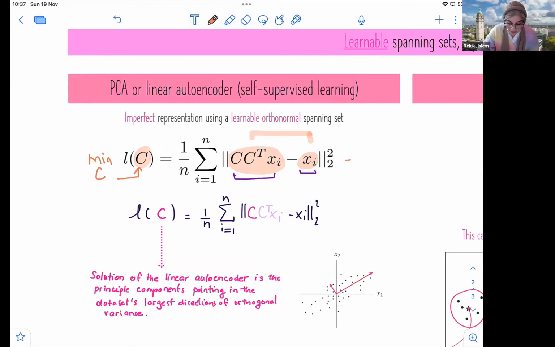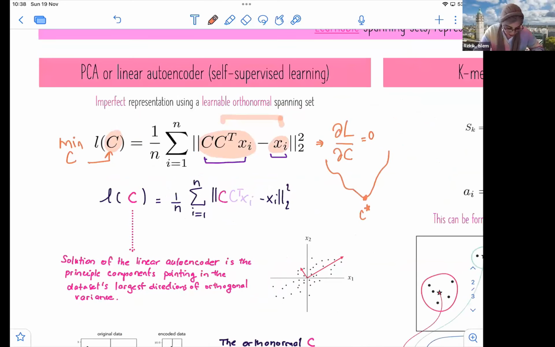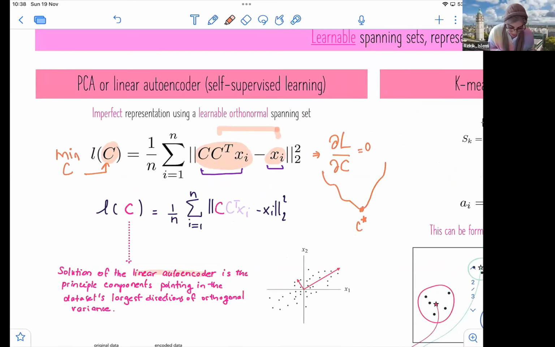We will see later on that we can derive the loss with respect to matrix C and set it to 0 to get the optimum of this loss. This will be our C star, the optimal C. When solving this, we have seen in a lecture, if I remember well, Machine Learning Refined. If you haven't watched it, you can watch it on YouTube, on how to actually calculate the solution of this optimization problem.